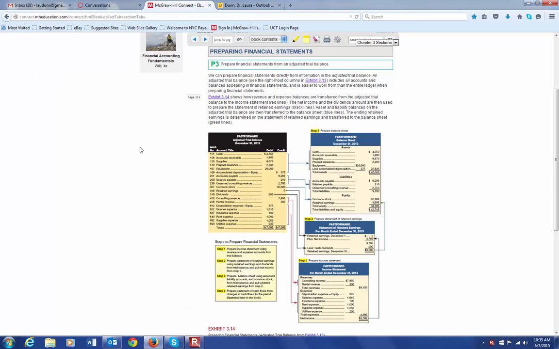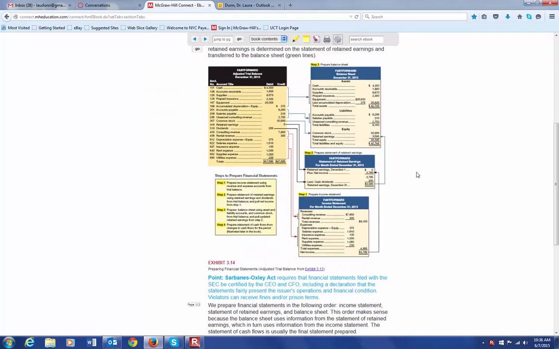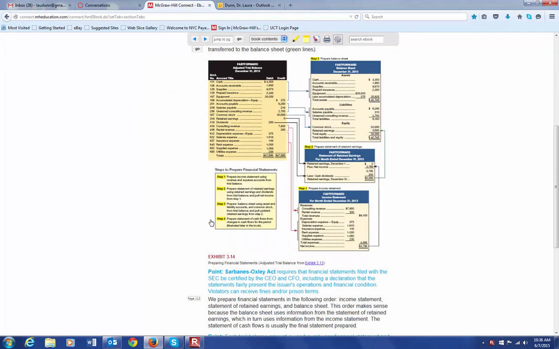Alright, let's talk about how to prepare your financial statements from your adjusted trial balance. On page 111 in your textbook, you see Fast Forward's adjusted trial balance, and it shows you the steps that you take to prepare your financial statements. So the first thing that you do is prepare the income statement. So you use the revenue and expense accounts from the trial balance.